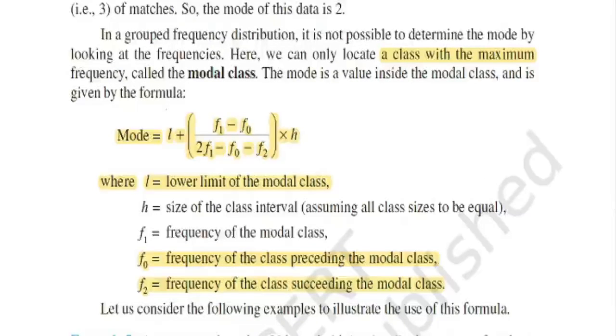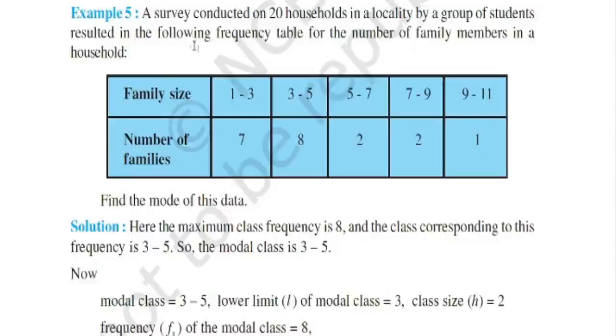In Example 5 in the NCERT book, a survey was conducted on 20 households in a locality by a group of students, resulting in the following frequency table for the number of family members in the household. So the family size is given. These are class intervals and number of families. We have to find the mode. So the first step here is to find the modal class.